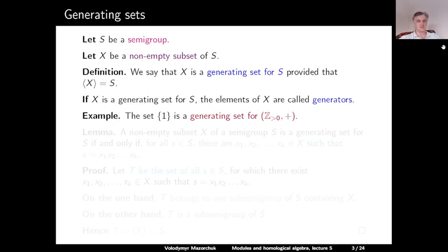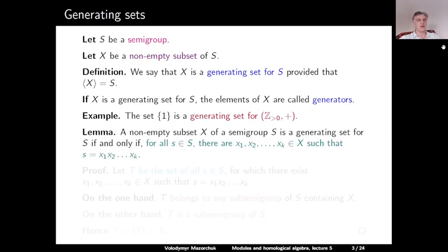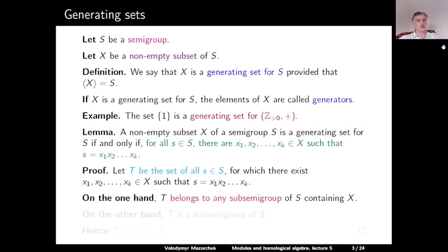Lemma: a non-empty subset X of a semigroup S is a generating set for S if and only if each element s in S can be written as a product of elements in X. Proof: let T be the set of all elements s in S which can be written as products of elements in X. On the one hand, T of course belongs to any subsemigroup of S containing X, because it contains X and it contains all products, and the semigroup should be closed under products.